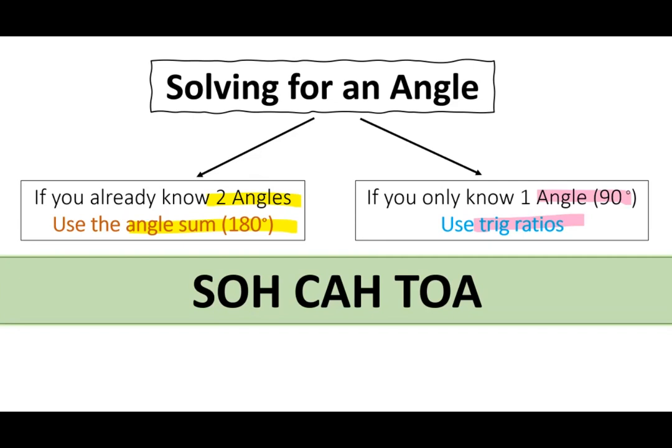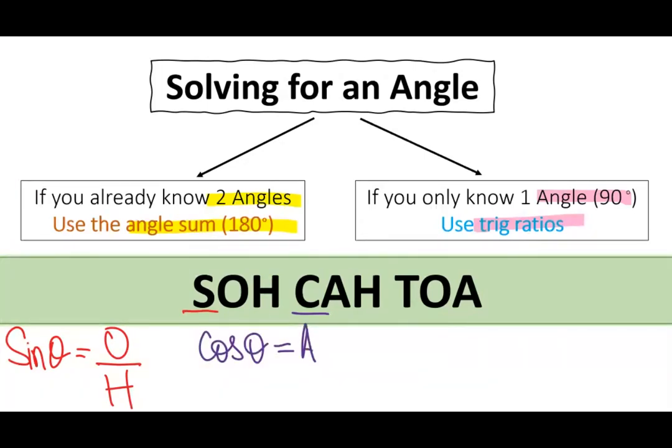So let's quickly review the trig ratios. We have SOH CAH TOA. We have sine of theta equals opposite over hypotenuse. We have cosine or cos of theta equals adjacent over hypotenuse. The last one we have is tangent. So tan of theta equals opposite over adjacent.